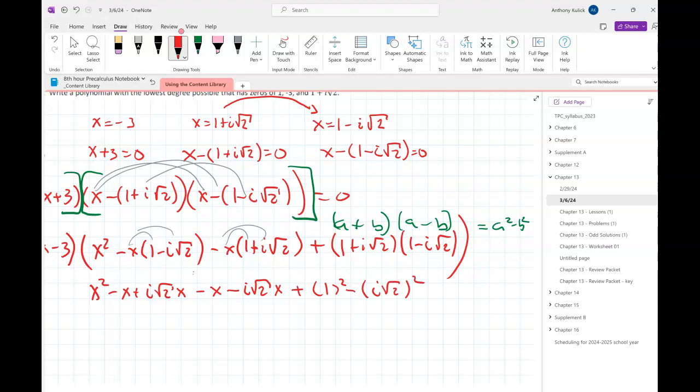If you didn't recognize that and you FOILed those out, you'll end up at the same spot with just a little bit extra work. But in my life, I'm looking for shortcuts, right? Work smarter, not harder. So far, so good?